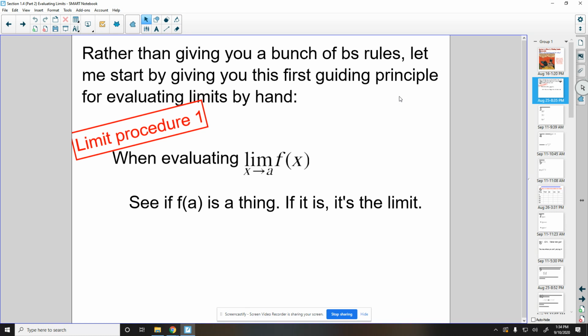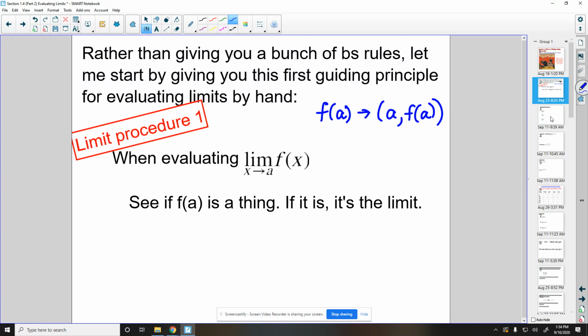It says, when evaluating a limit as x approaches something, see if f of a is a thing. What that means is, remember, f of a just means that when x is equal to a, y is equal to some value, okay? And when I say see if f of a is a thing, I mean see if there is a filled in circle at that point on the function, okay? Because if there is, that means it's the limit.